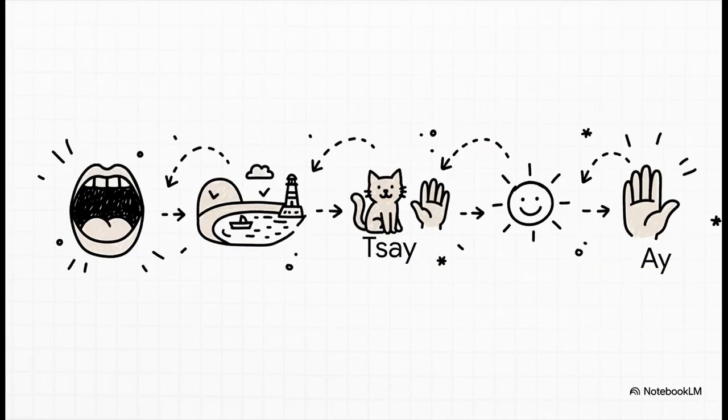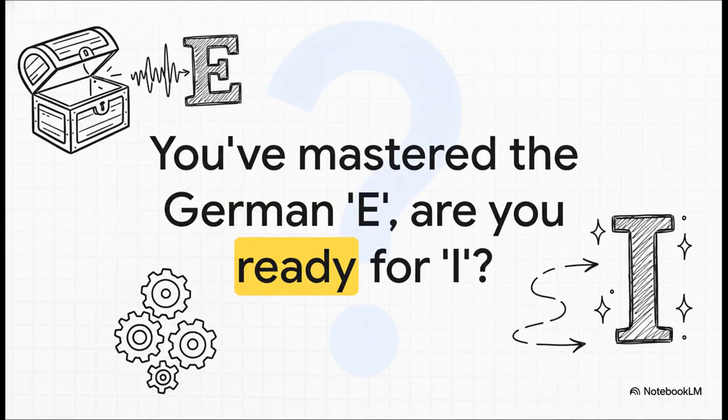Nice. Let's do it one more time, all together now with some energy. You ready? A, B, C, D, E. Excellent. You have just correctly recited the first 5 letters of the German alphabet. That's huge. So there you have it. You've officially cracked the code on one of the most confusing parts of German pronunciation for beginners. And now that you've really truly mastered the German E, well, that kind of begs the question. Are you ready for the letter I?